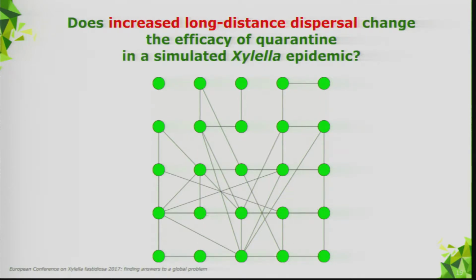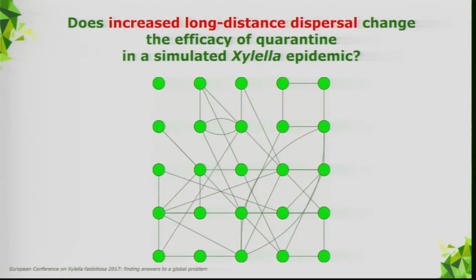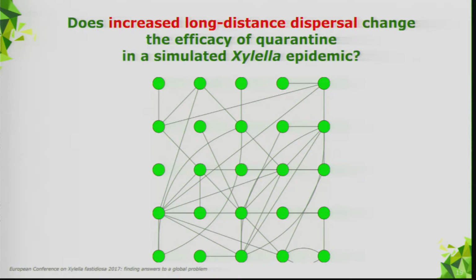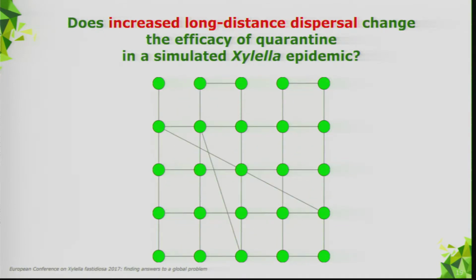And then we do the same calculations I showed earlier: if at any time during the infection we implement quarantine, how much are we actually saving? And how does that change if we implement more or less long-distance dispersal? And how does that change if the infection probability is higher or lower?